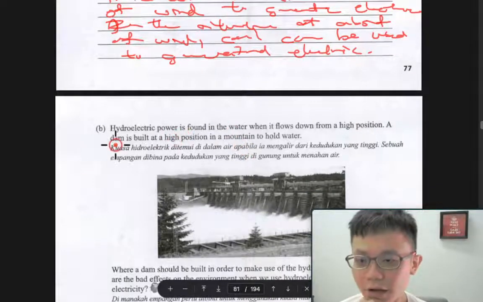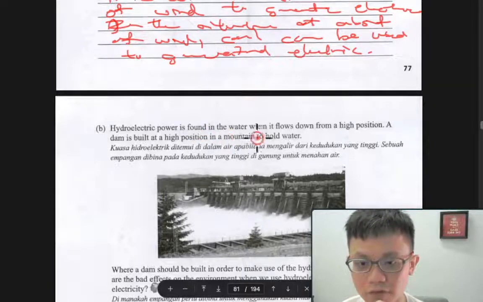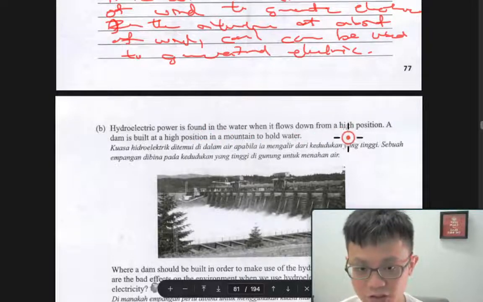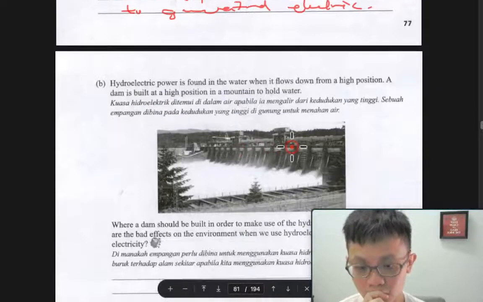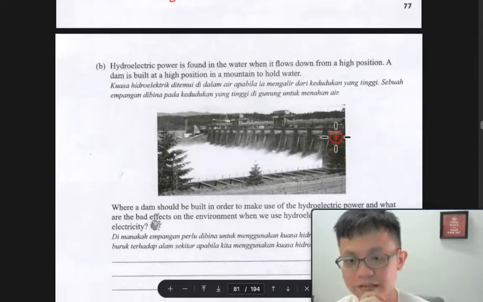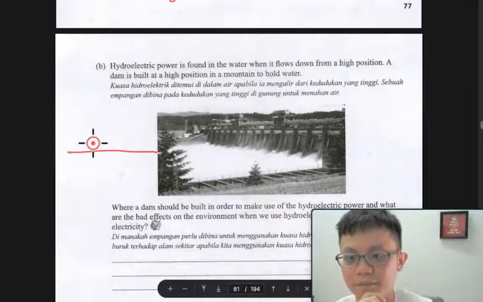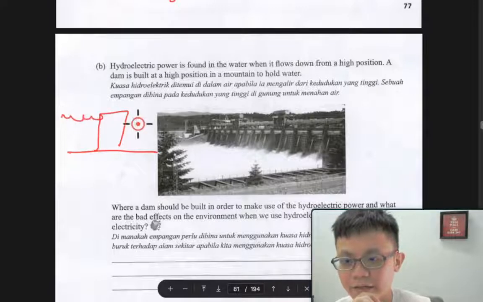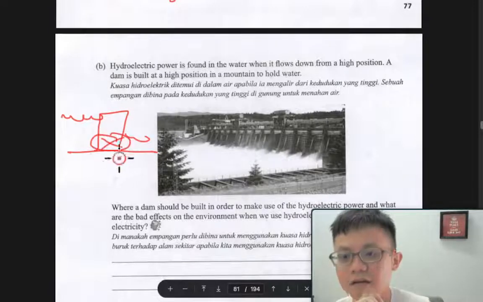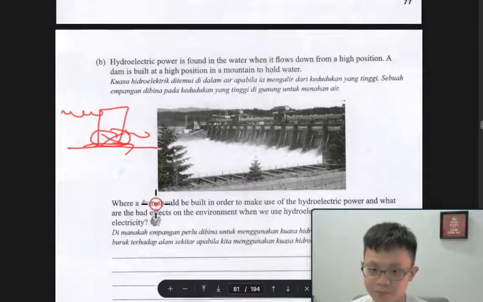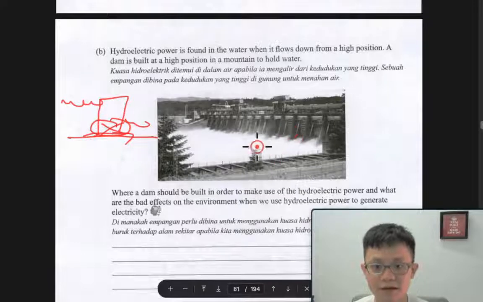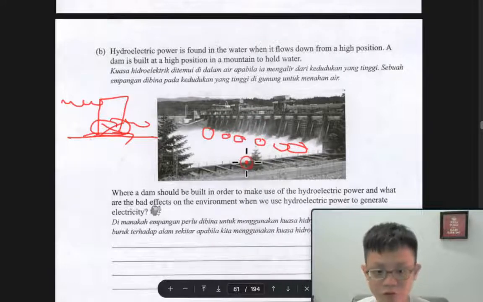B. Hydroelectric power is produced from water when it flows from a high position. A dam is built at a high position to hold the water. So of course this is the dam. Just make the water high a bit, and this is the generator, so the water can pass through and turn the turbine. You can see this is the water coming out at the bottom. I just put a lot of turbines so that they can move and generate electricity.